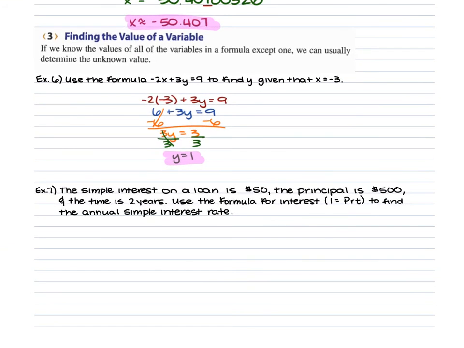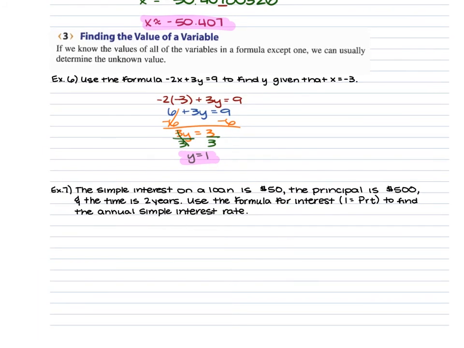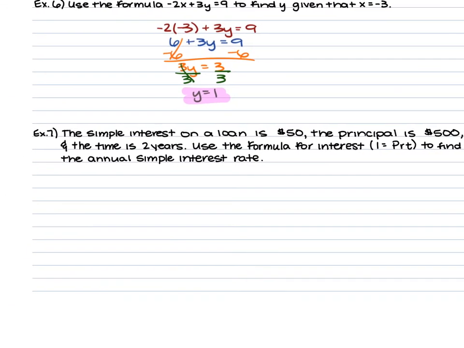For example 7, we have the simple interest on a loan is $50. The principal is $500. And the time is 2 years. Use the formula for interest, I equals P times R times T, to find the annual simple interest rate. So we're finding R, and our rate is typically expressed as a percent. So we're going to change that to a percent once we find that. So I is 50. The principal is 500. So P is 500. And the time, which is T, is 2 years. We're in years, so we're good.